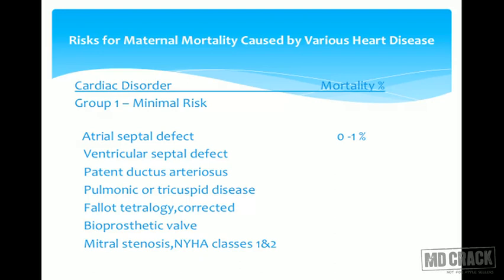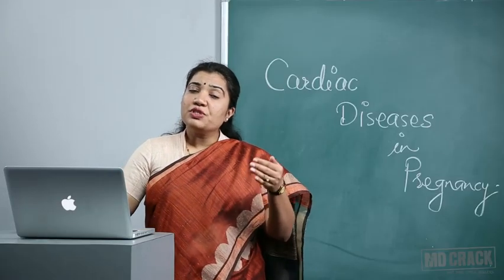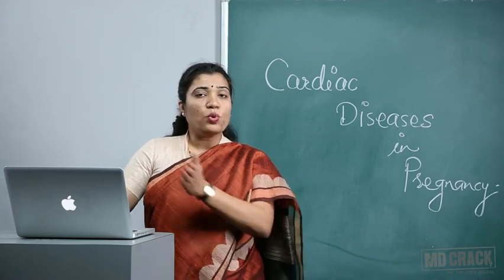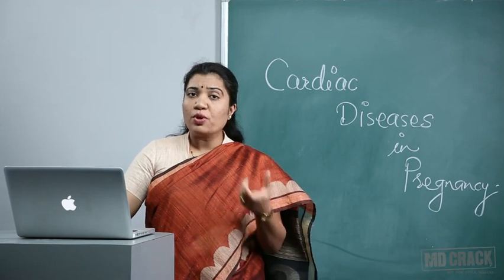Now, there is one more classification, group-wise, where the risk for maternal mortality caused by various heart diseases has been mentioned. Different cardiac diseases like ASD, VSD, PDA, patent ductus arteriosus, pulmonary or tricuspid valve diseases, corrected Fallot's tetralogy, bioprosthetic valve, and mitral stenosis patient which falls in NYHA classes 1 or 2. They fall in group 1, that is of minimal risk, and the mortality is minimum, that is 0 to 1%. So MCQs might be asked that which is the most dangerous disease, and if 3 of them and 1 from the 4th or 3rd group is given, you have to identify that.